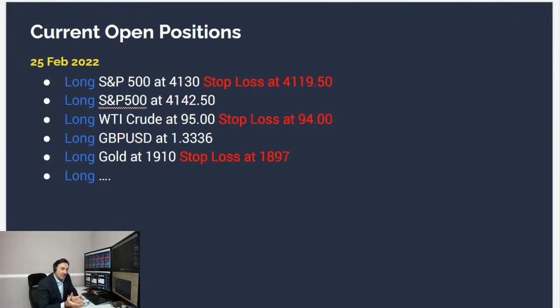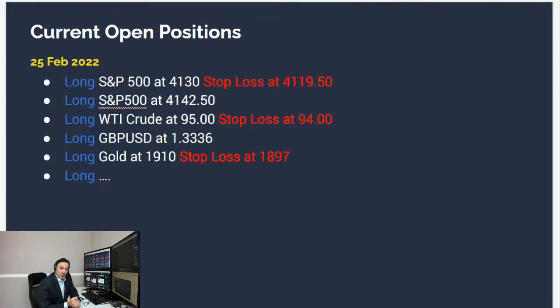Subsequently, I decided to go in again at the breakout of resistance at 41.42 and a half. I'm still in that trade now, and I'll show you that trade a little bit later: how I'm managing it, what I'm doing, and all of that.